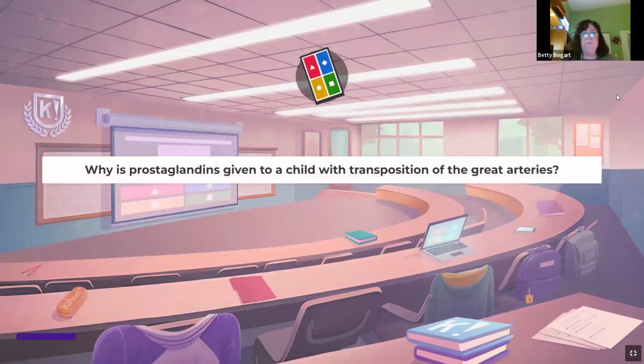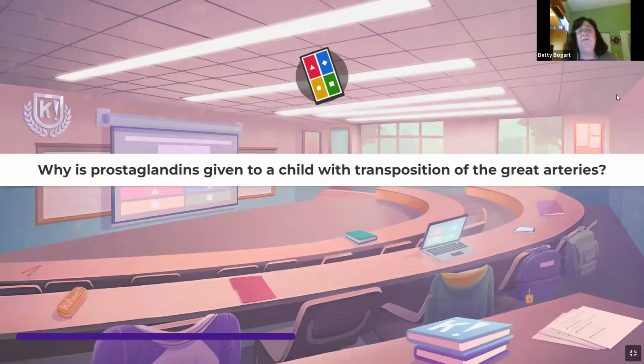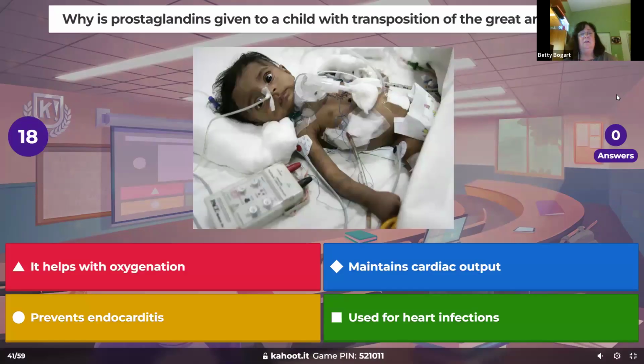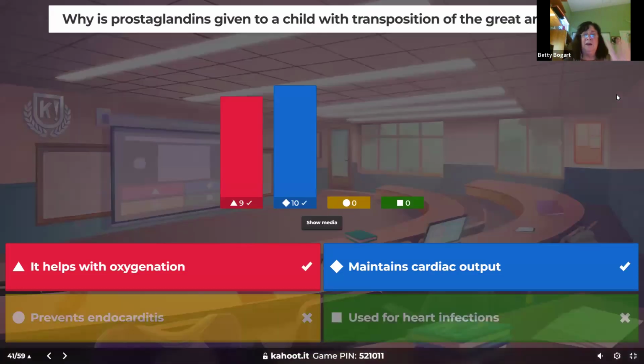A multi. Why is prostaglandins given to a child with transposition of the great arteries? What does it do? Remember, it opens oxygen to the body, right? It's your lifeline of oxygen. So it's two things, oxygenation and cardiac output. Very good.